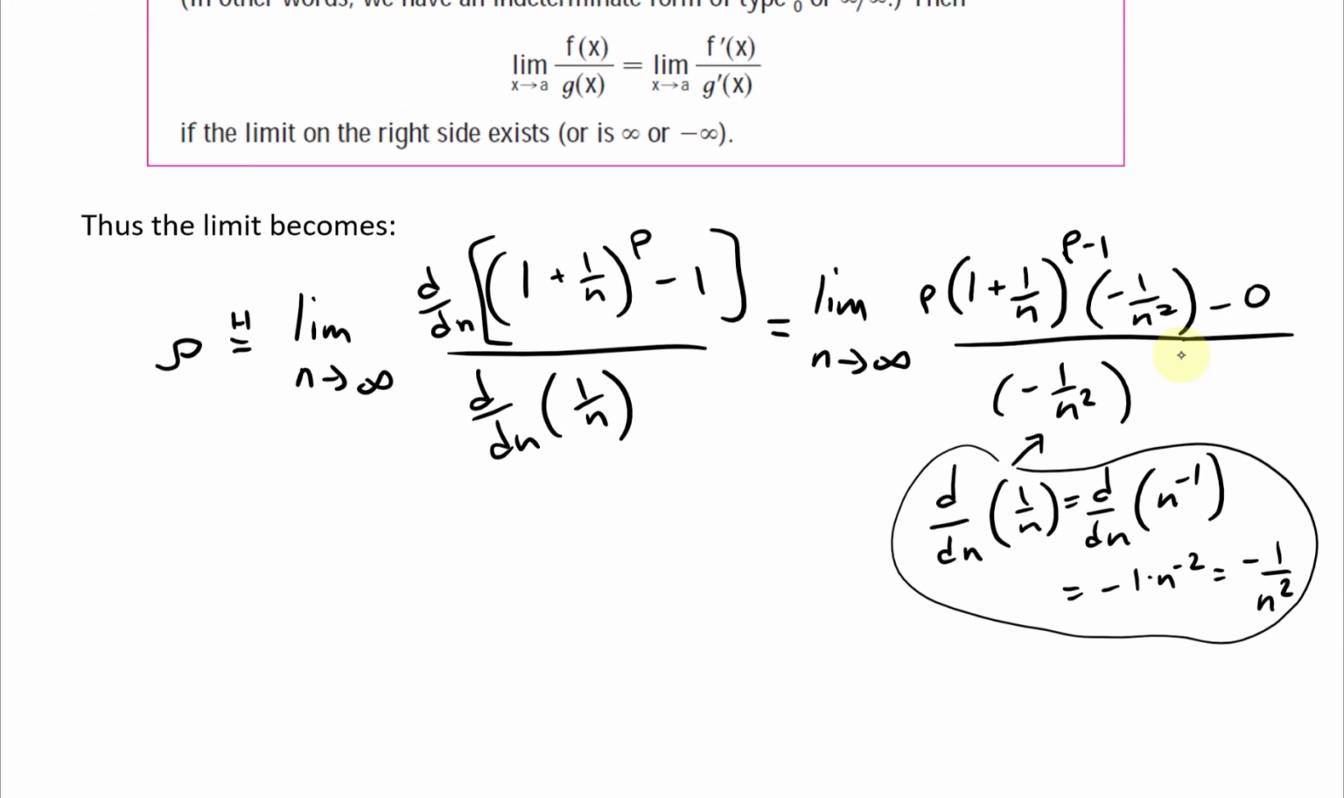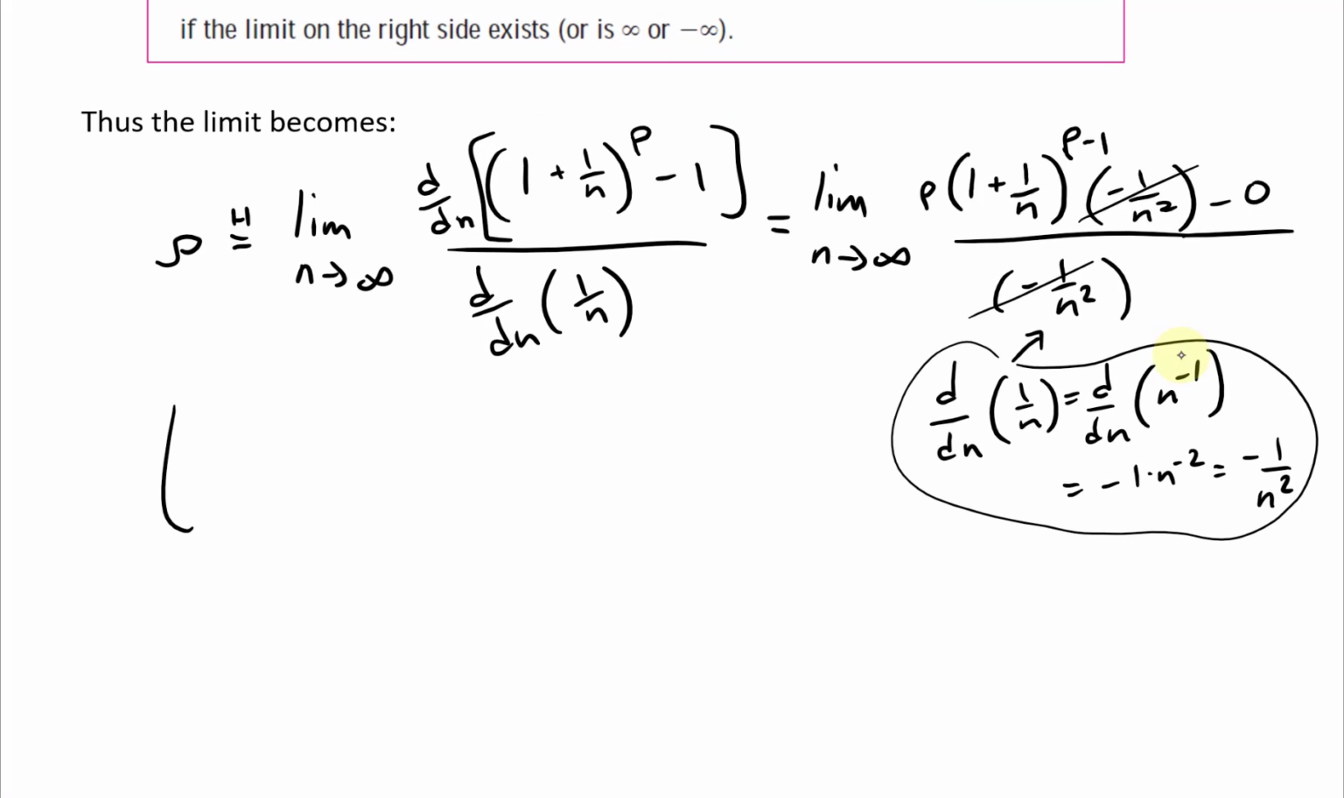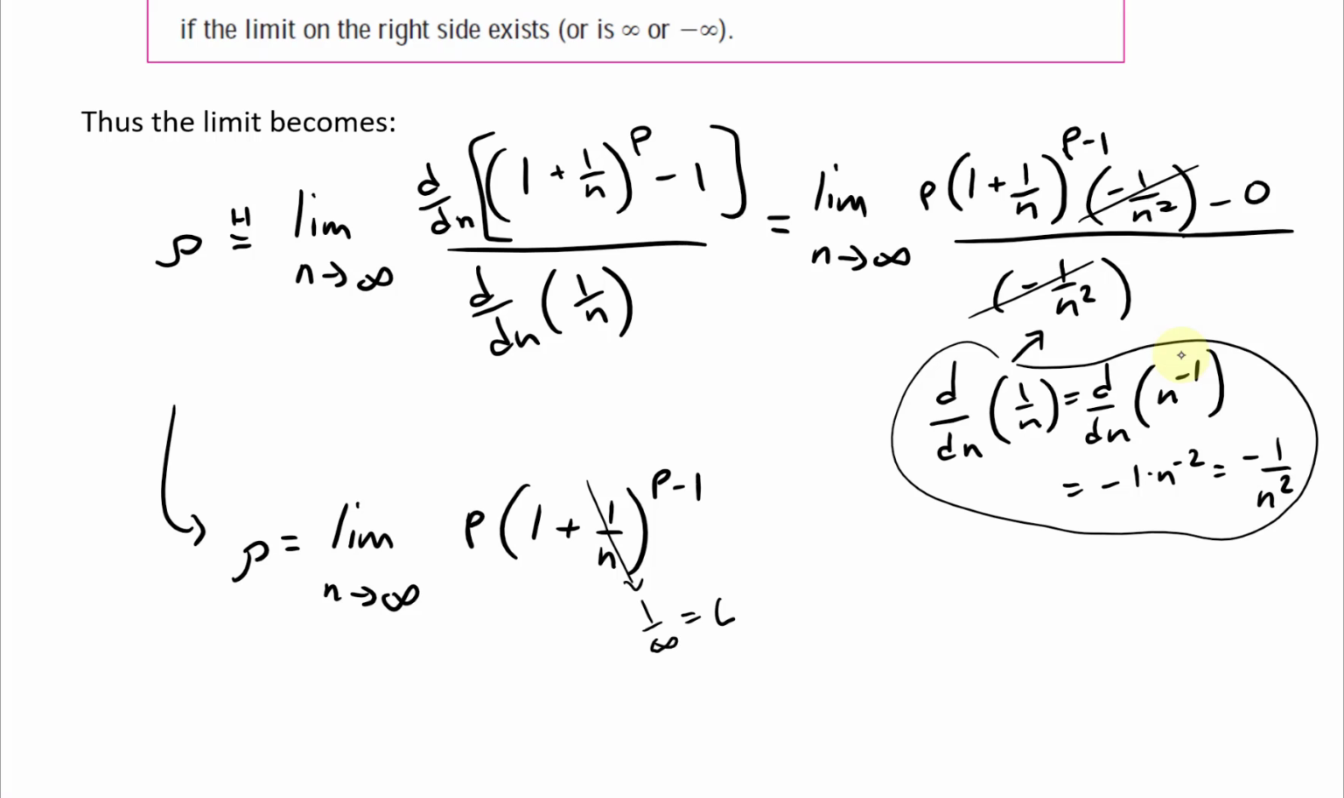So in other words, this cancels with this. So we get rho is equal to the limit as n approaches infinity of p over p times (1 plus 1 over n) to the power of p minus 1. And now, as n goes to infinity, 1 over n is becoming 1 over infinity, which equals 0. So it's approaching 0.